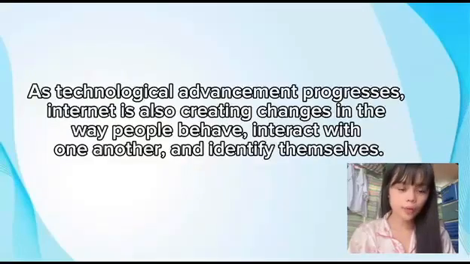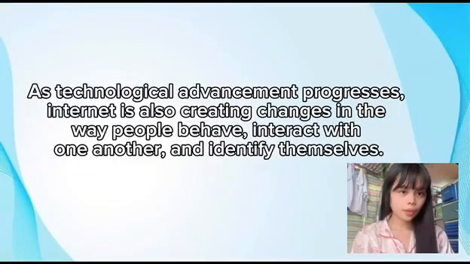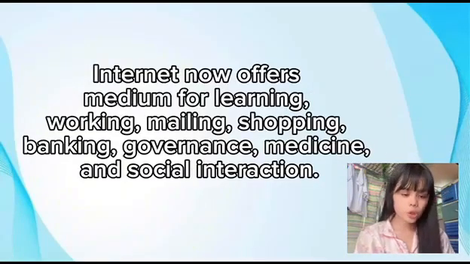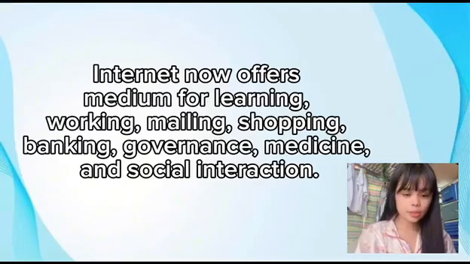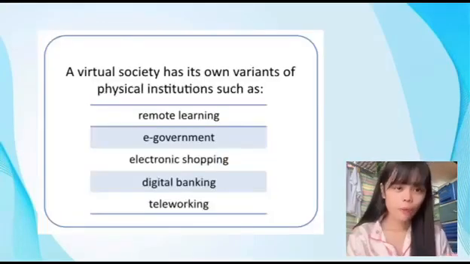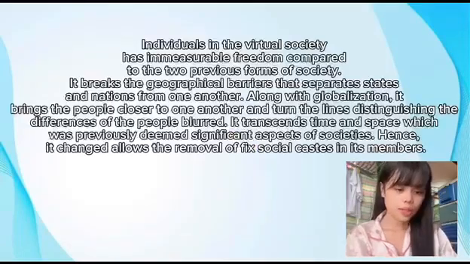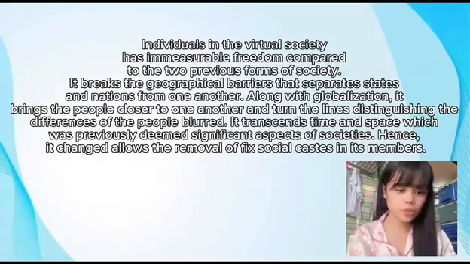As technological advancement progresses, the internet is also creating changes in the way people behave, interact with one another, and identify themselves. The internet now offers a medium for learning, working, shopping, banking, governance, medicine, and social interaction. A virtual society has its own variants of physical institutions such as remote learning, e-government, electronic shopping, digital banking, and teleworking. Individuals in the virtual society have immeasurable freedom compared to the two previous forms of society.